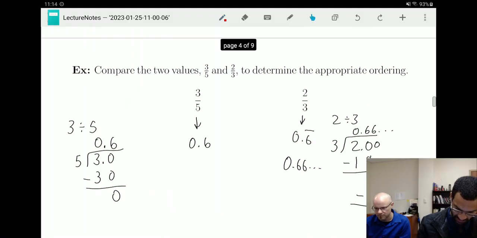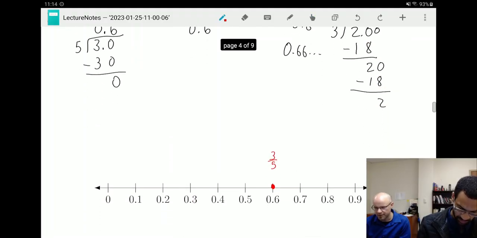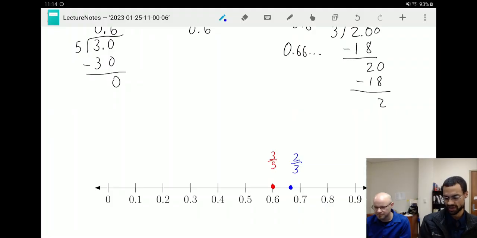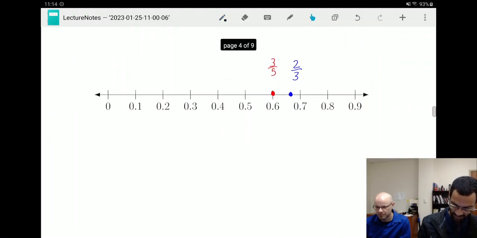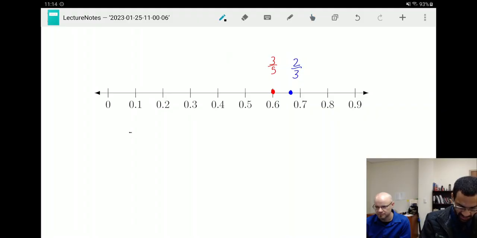0.66, oops, pushing buttons that I shouldn't be pushing. Don't do that. 0.66 is going to be about right there. Yeah. That's going to be our 2/3. So you can see 3/5 is a little bit to the left of 2/3. So we can finally make a claim as to which one's larger. We would say that 3/5 is less than 2/3.